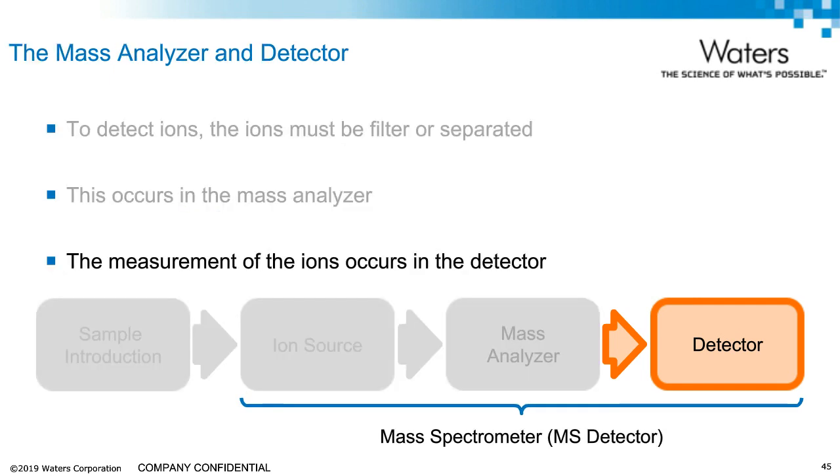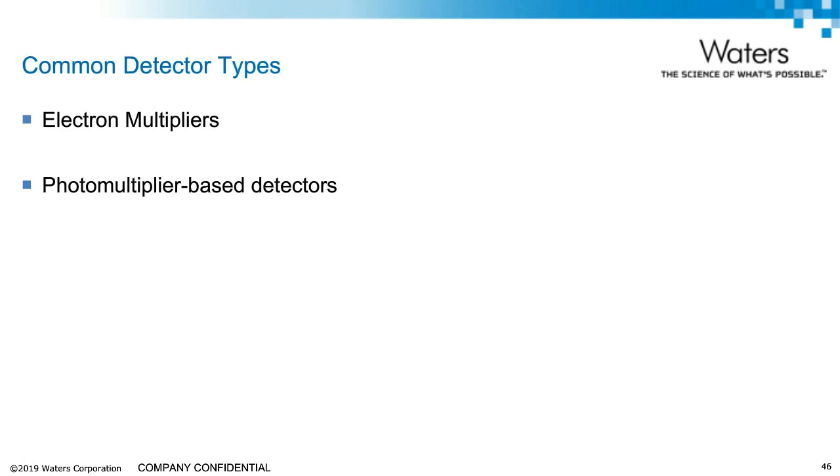Once we have separated or isolated our ions of interest based on their m/z, or mass-to-charge ratio, we need a method to detect them. There are two common detector types used in mass spectrometry. These are the electron multiplier and the photomultiplier-based detector. We will look at both of these in turn.